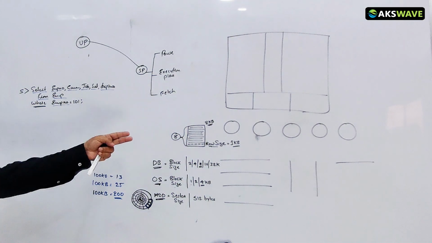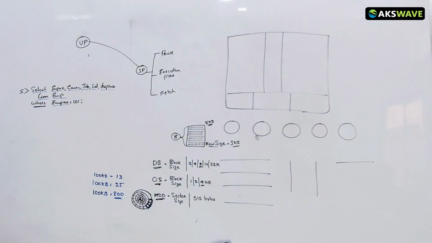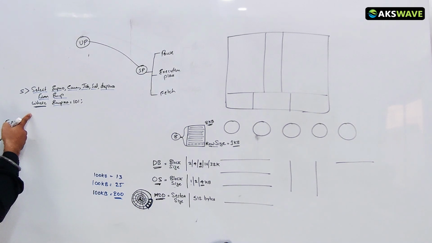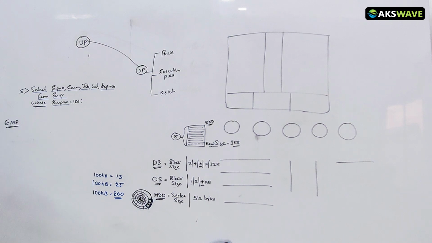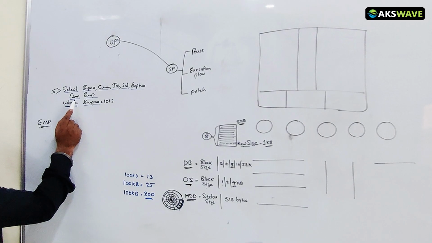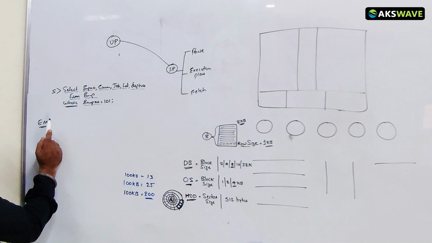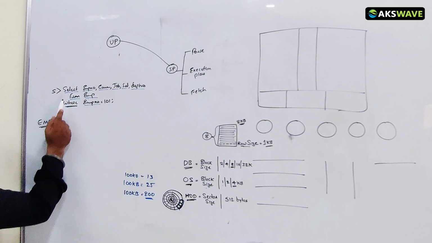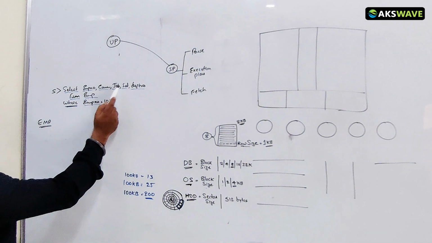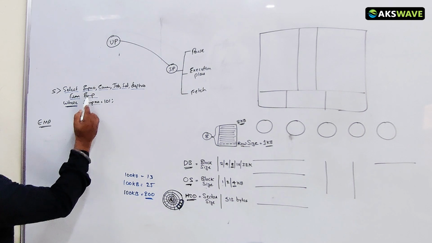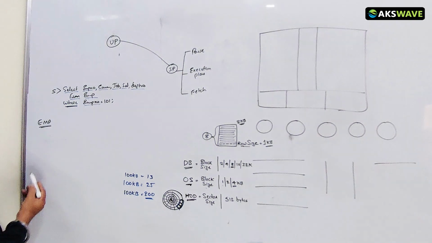Now why we were talking about it, I'll come back to this part next. Now we are coming back to our main query, my employee table from EMP. This is the query we have: select a few columns from employee where employee number is 101.